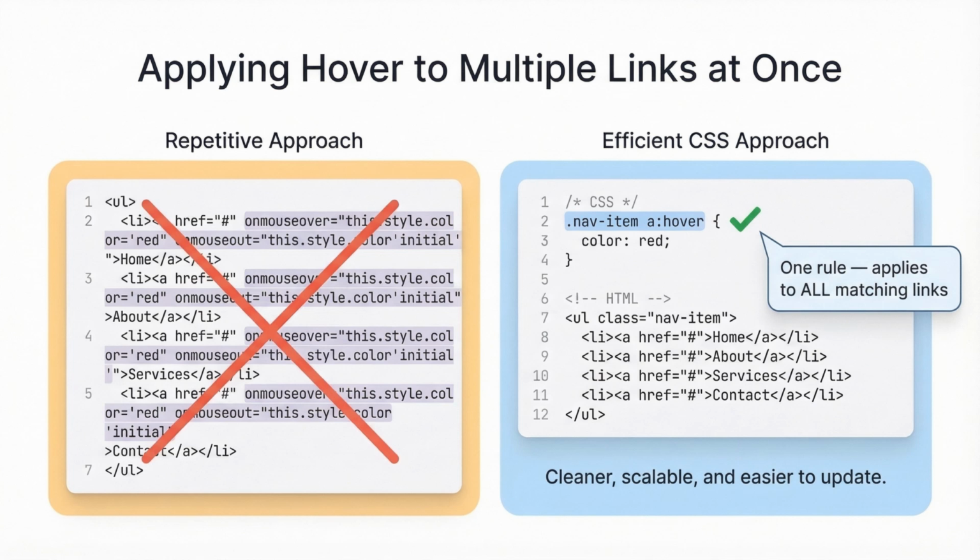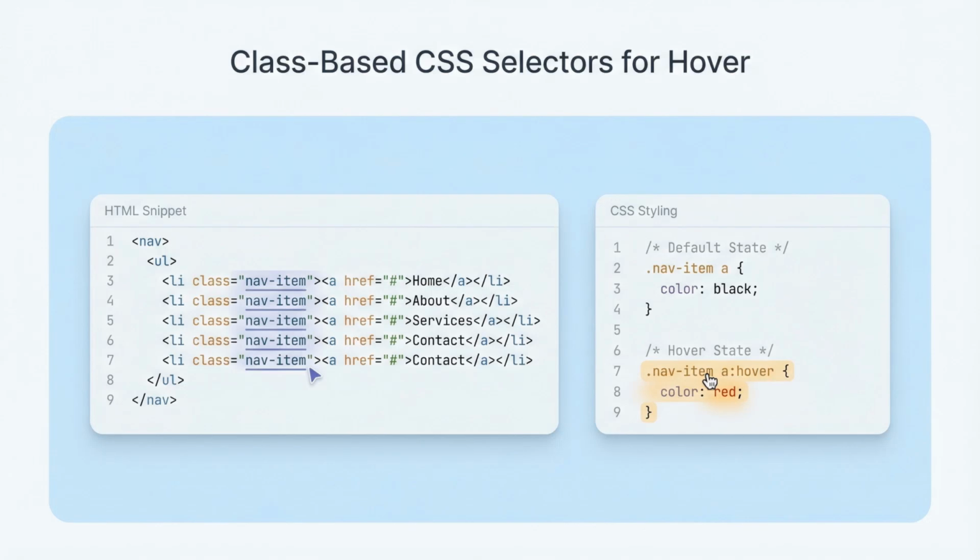That's the principle of keeping style and structure separated. Let's look at the full picture of how this works with a class-based selector. In your HTML, you assign a class, say navItem, to each list item in your navigation. Then in your CSS, you write a rule that targets anchor tags inside any element with that class.